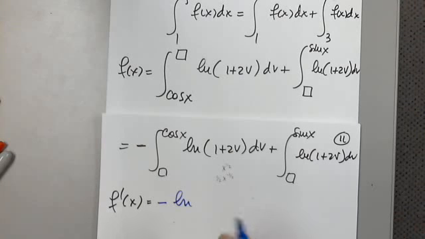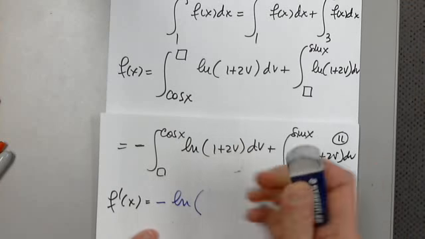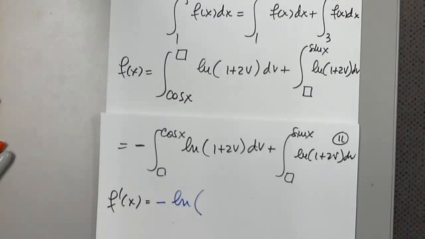Negative natural log, parentheses. Oh, I have something in here. I think I'm using, you know what I'm using? I'm using your scratch paper from some test. It had some scratchy in there.